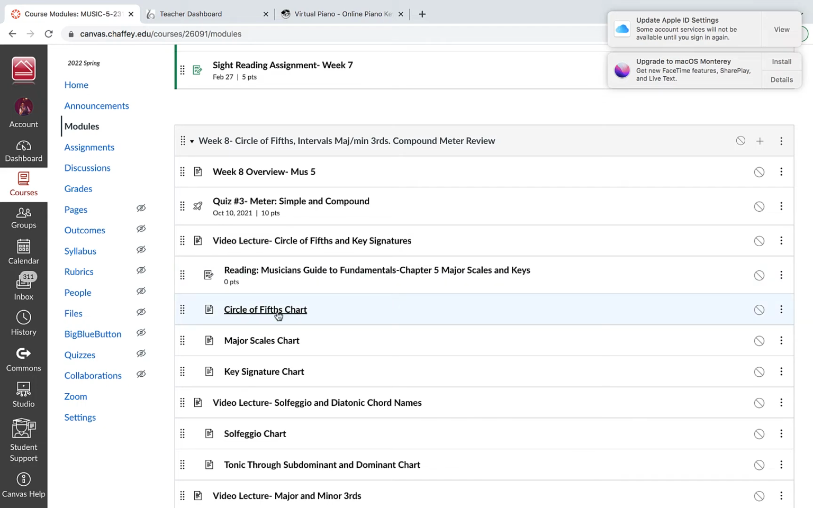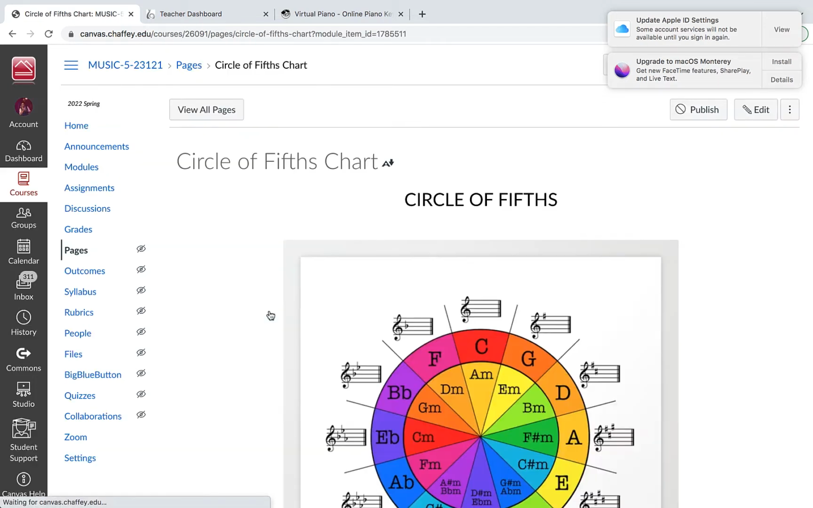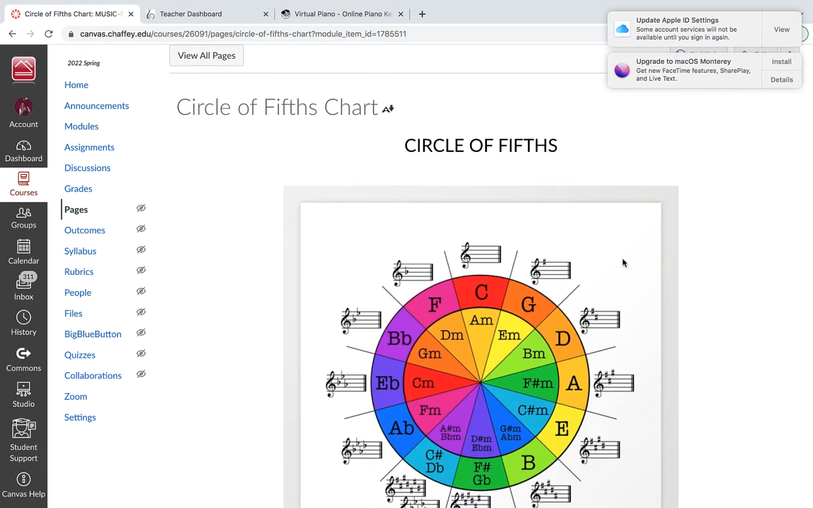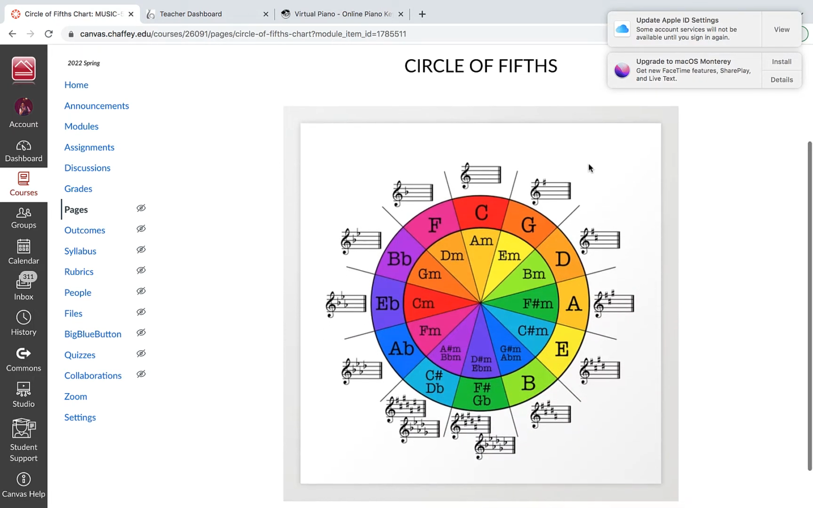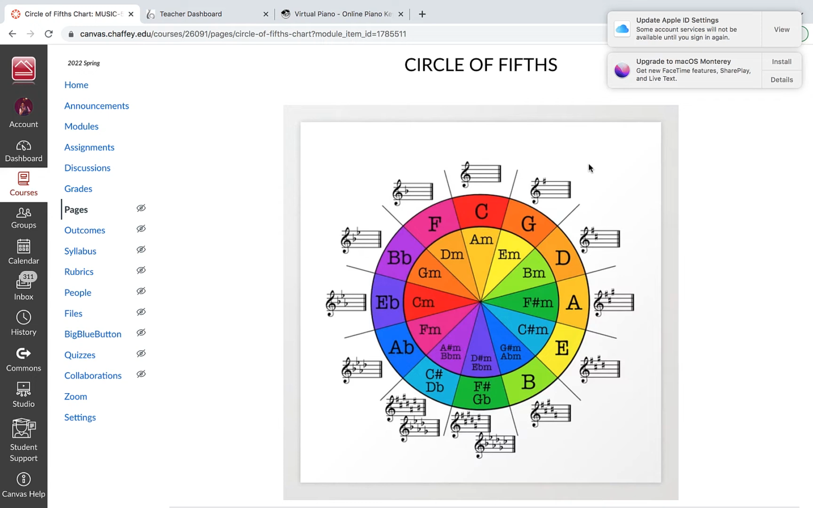So let's start here with the circle of fifths chart. Basically, what we have in music is different colors, different key centers. So for instance, we could say a piece of music is in the key of C, or in the key of F, in the key of B flat, in the key of F sharp, etc. And there are 12 major keys. Now, all this stuff here is key signatures.